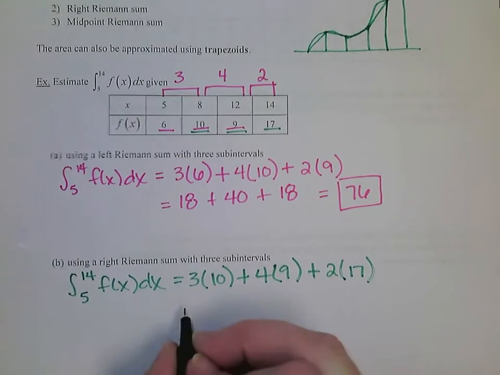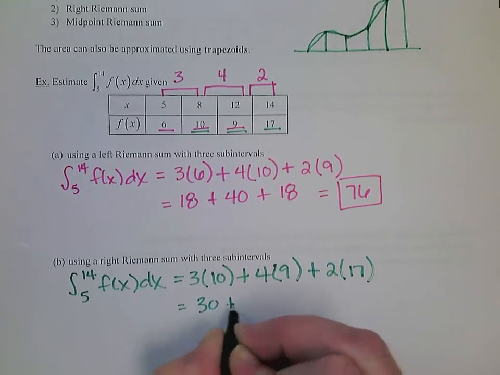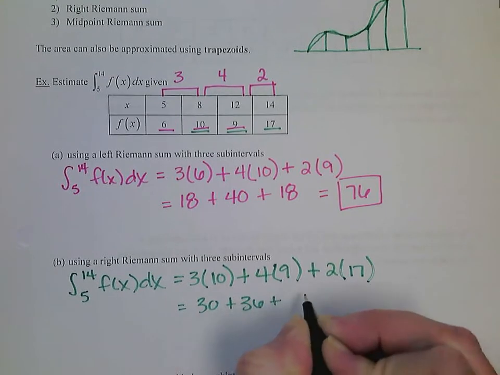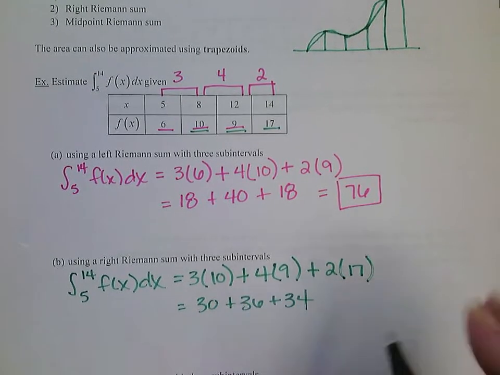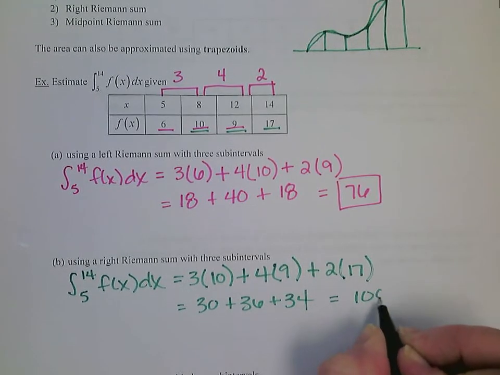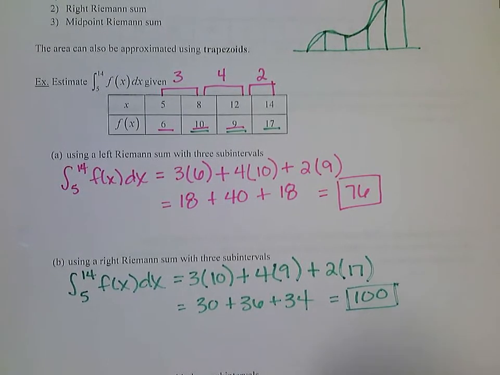So we've got 30 plus 36 plus 34. So that would be 70 plus 30, 100. Close. Something between 1 and 1,000. You know, it's an approximation. There's margin of error.